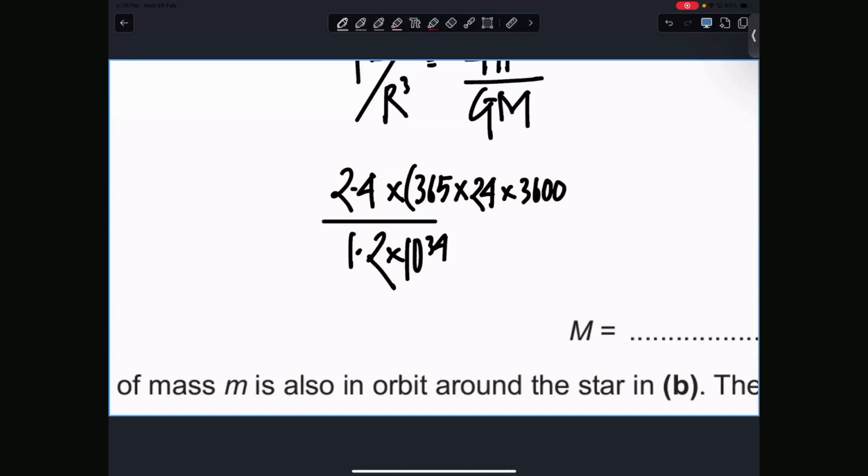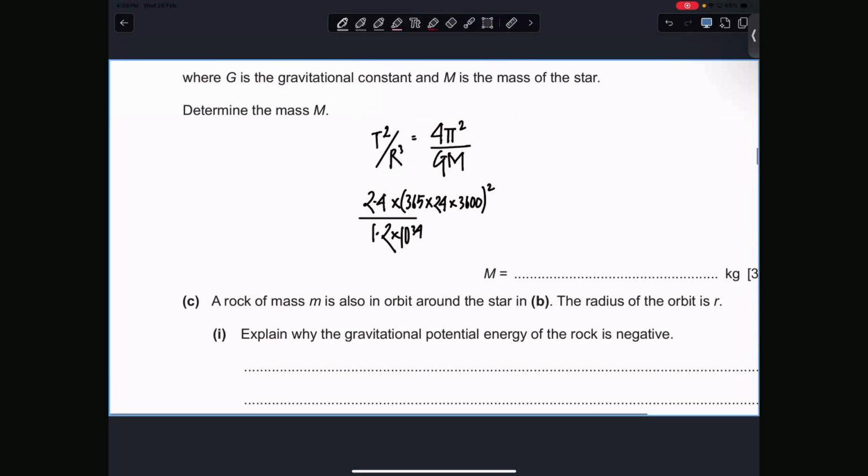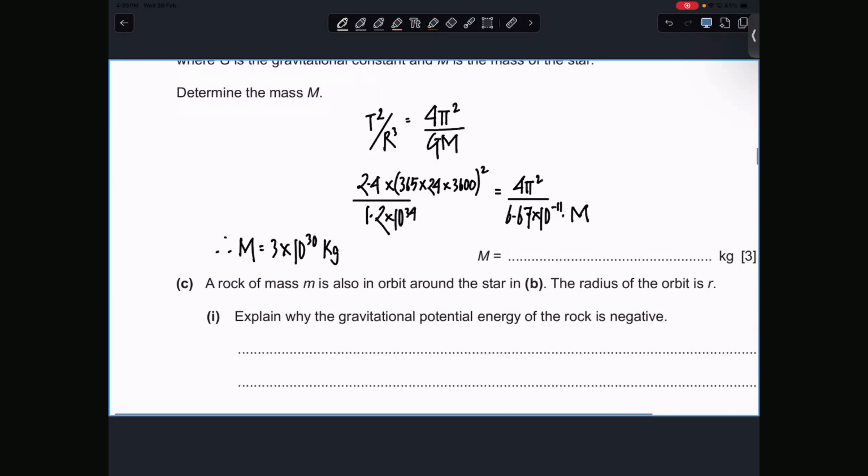So square. Check, what will this equal? 4 pi square divided by G M, 6.67 into 10 to the power minus 11 times m. Therefore, what is m? 3 into 10 to the power 30. Is that the sun? Okay. Yes.